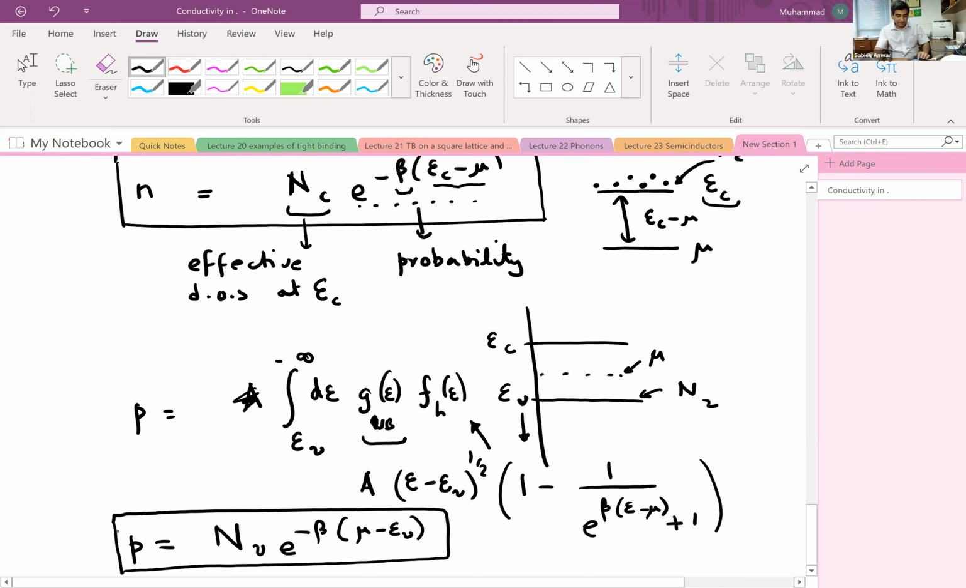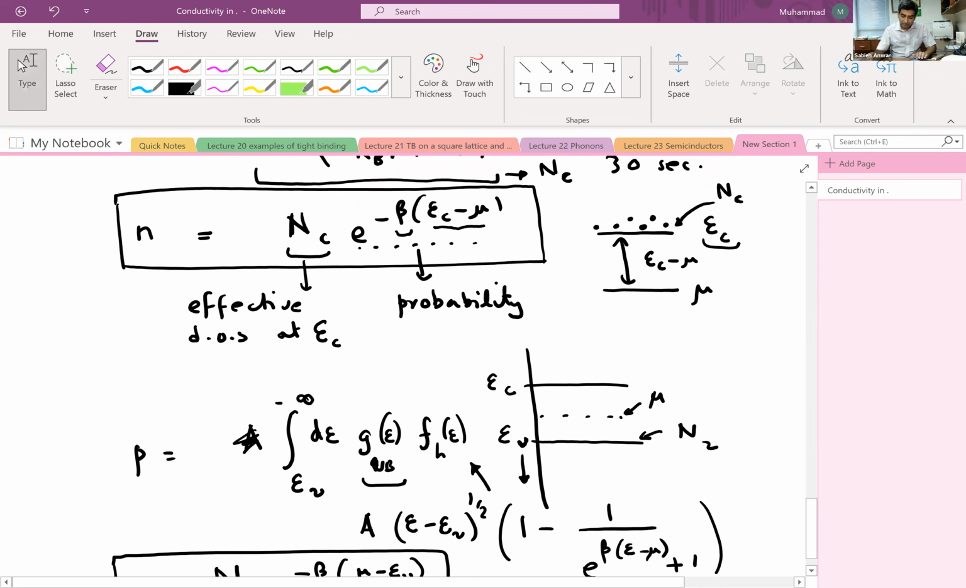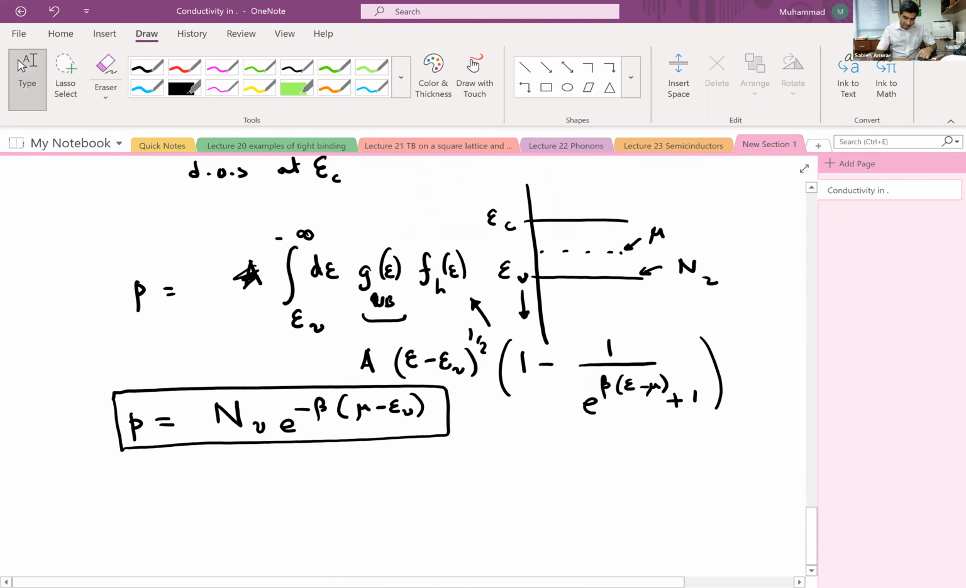All right. So these two, you get two analogous results for the number density of electrons and for the number density of holes. These are extremely important results, and we're going to talk about them.